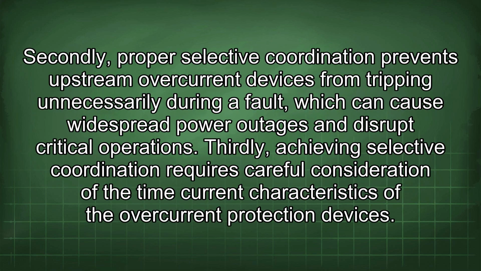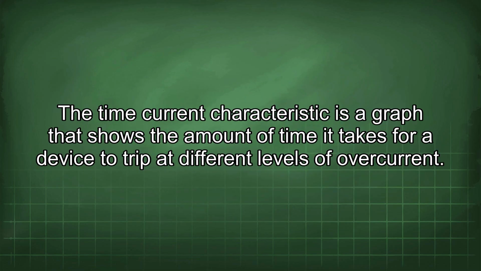Secondly, proper selective coordination prevents upstream overcurrent devices from tripping unnecessarily during a fault, which can cause widespread power outages and disrupt critical operations. Thirdly, achieving selective coordination requires careful consideration of the time current characteristics of the overcurrent protection devices. The time current characteristic is a graph that shows the amount of time it takes for a device to trip at different levels of overcurrent.